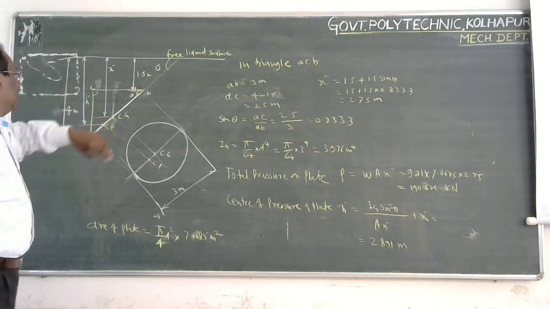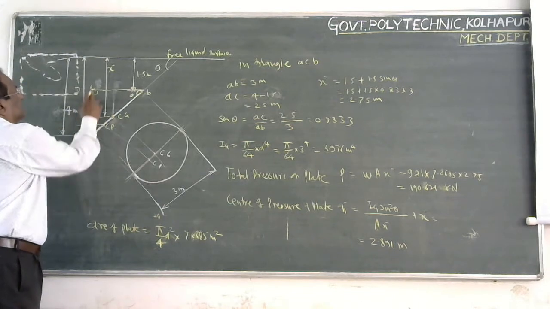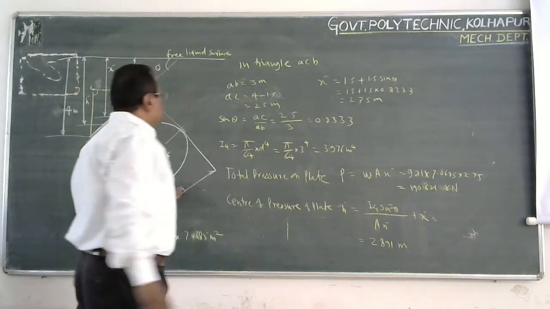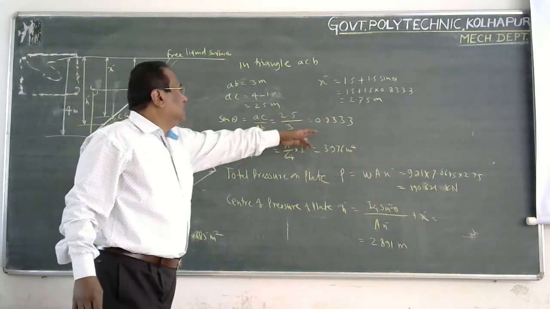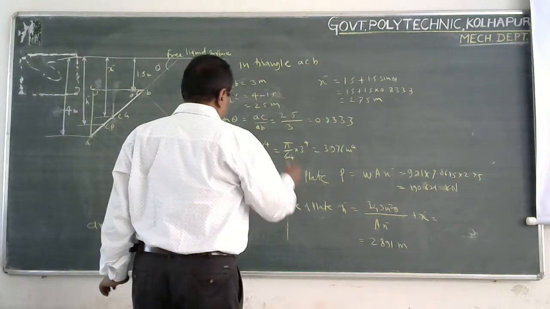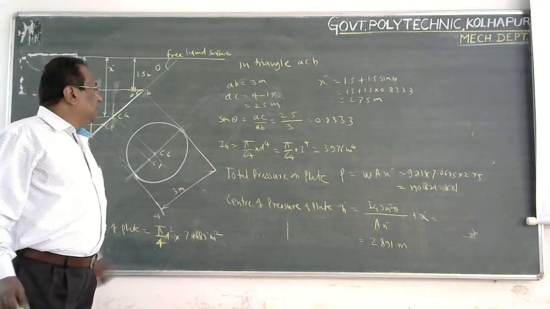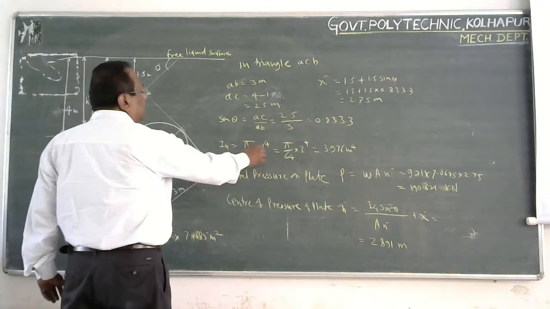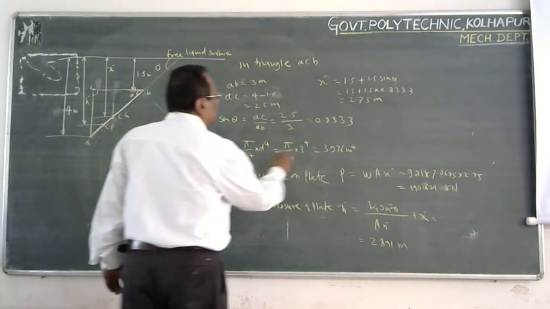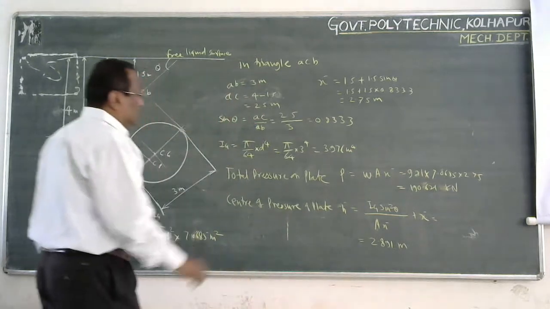So sin theta is equal to AC divided by AB. AC is 2.5, AB is 3 meters, that is the diameter of the circle. It comes out to be 0.833, the sin value. Ig, that is the moment of inertia, is equal to pi by 64 d raised to 4, where d is 3 meters. So Ig comes out to be 3.976 meter raised to 4.